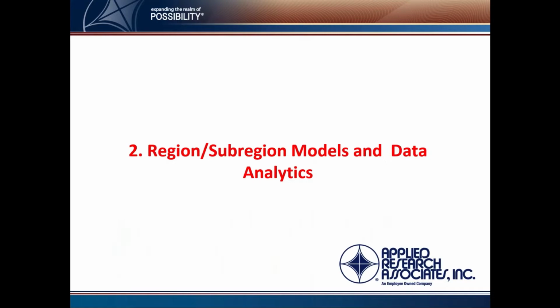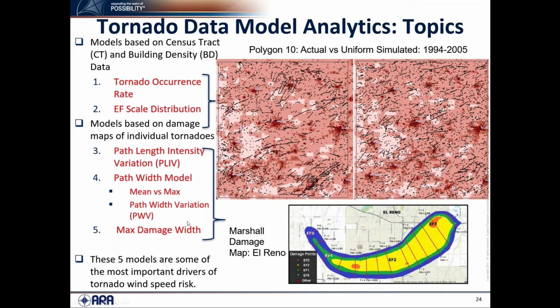So let's talk briefly about some of the region and sub-region models and data analytics. On this first slide, we're going to talk about tornado occurrence rates and EF scale distribution, and later on there'll be models that are developed for some of these other parameters. In this first one, you all are familiar with the issue of population bias, right? There are more tornadoes in the database where more people live, right?